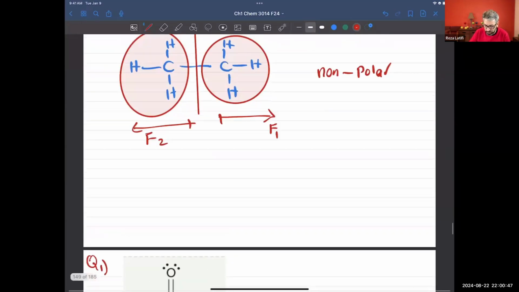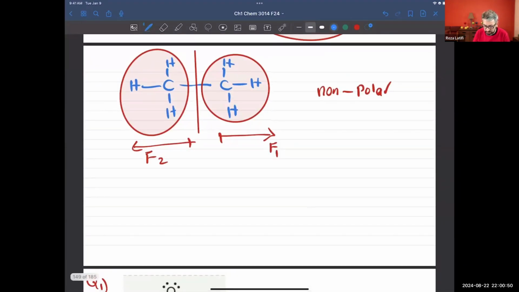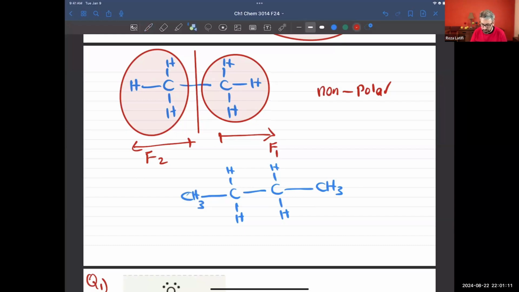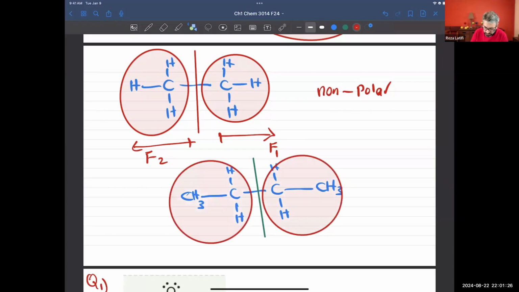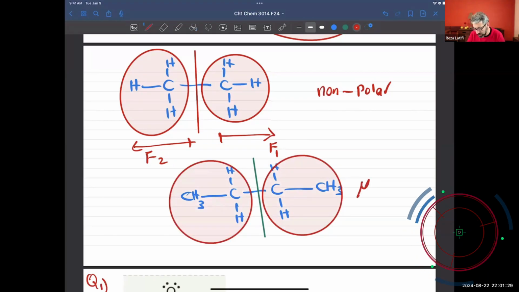What if I have more than 1 carbon? Let's say we have a couple of carbons between them. Say we have those. Again, I'm going to chop the molecule into 2 halves. Where can I put the midpoint? The midpoint is going to be somewhere here. In that case, this piece will be the same as that, and that molecule will be non-polar.